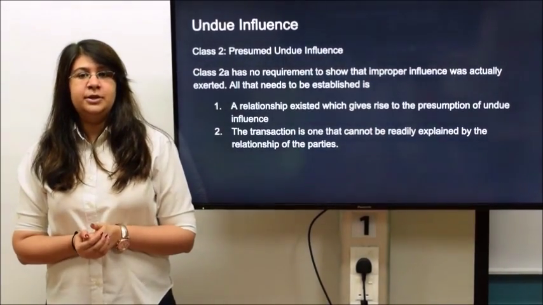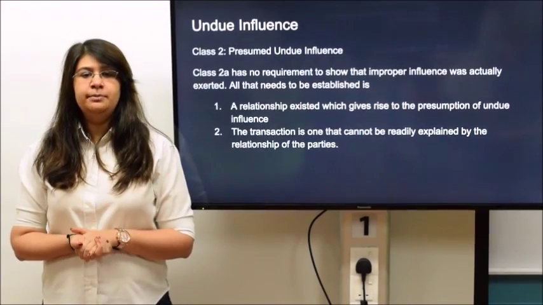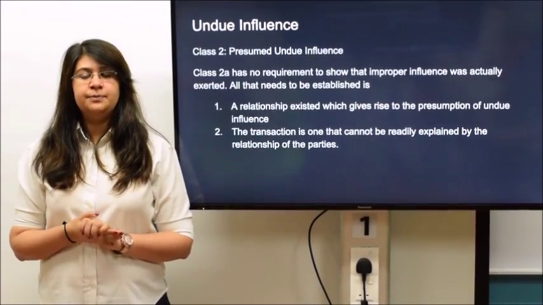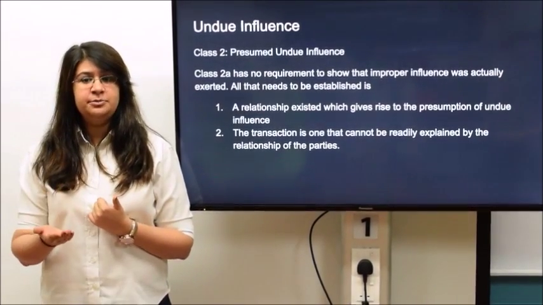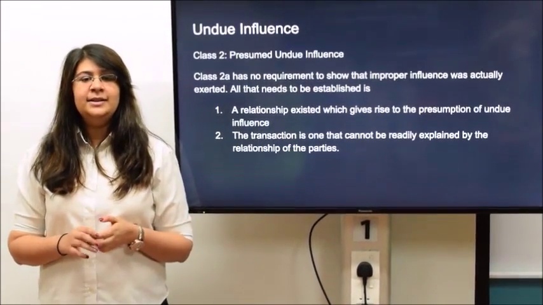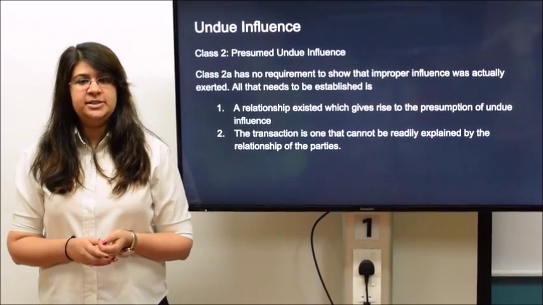Class 2 is presumed undue influence. In class 2A, there is no requirement to show that improper influence was actually exerted. All that needs to be established is that a relationship existed which gave rise to the presumption of undue influence, and that the transaction is one that cannot be readily explained by the relationship of the parties.